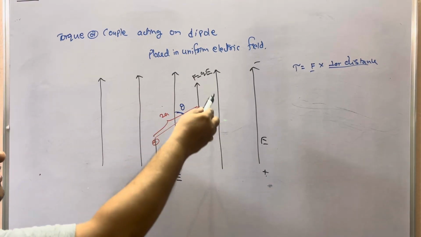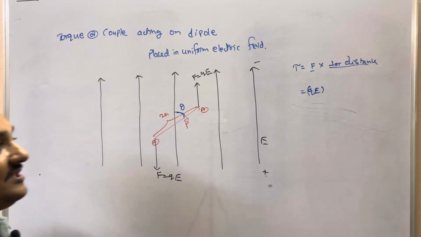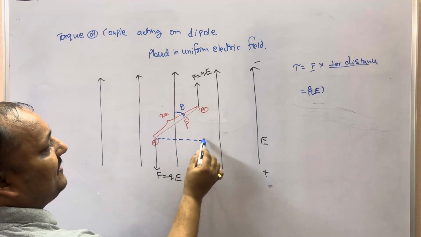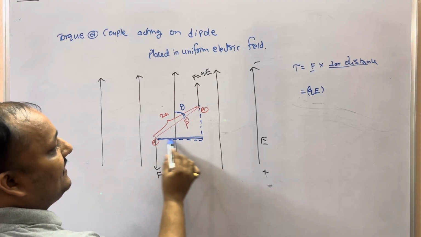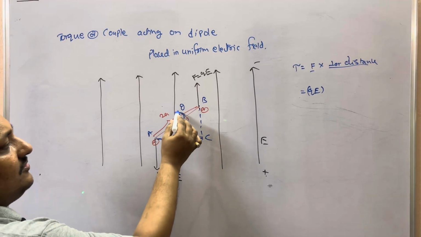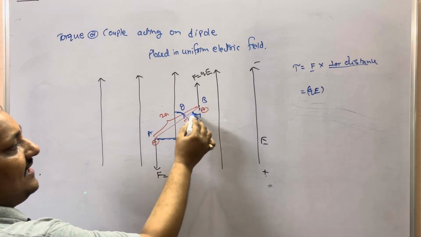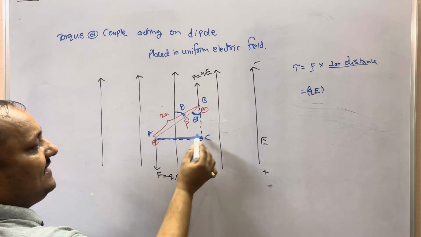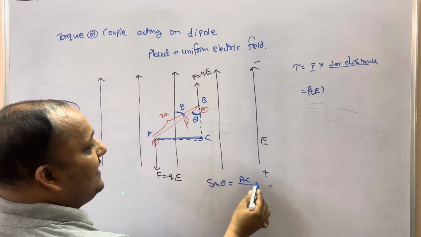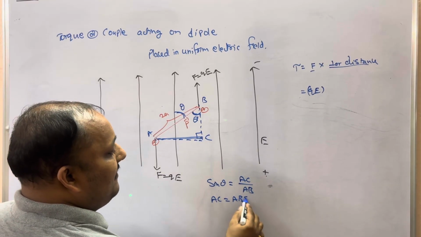Whenever it is rotating, what is the torque we are going to calculate? Force we already got, QE. Now, what is the perpendicular distance between these two forces? This is the perpendicular distance, A, B, C. AC is the perpendicular distance. Correct? So if this is theta, this is also theta, corresponding opposite angles in mathematics. For this theta, side AC is the opposite side. Therefore, sin theta is equal to AC by the hypotenuse AB. Therefore, AC equal to AB sin theta.